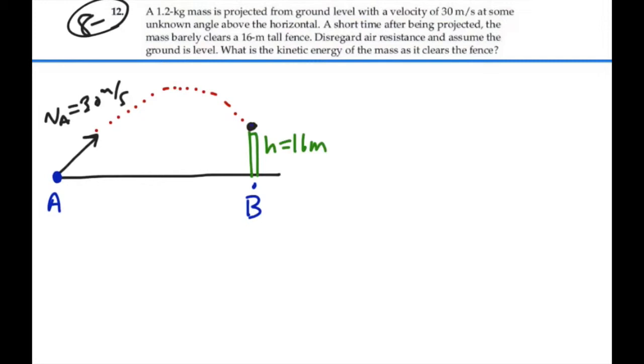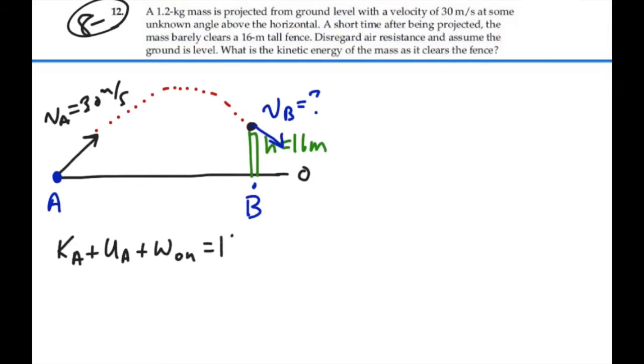So at that point it's going to have some kind of velocity, v sub b, and it has a height. We're going to define our ground level as our zero height. Okay, so if we write down the one equation to rule them all, we have the kinetic energy at A plus potential energy at A plus any work done along the way equals kinetic energy at B plus the potential energy at B.